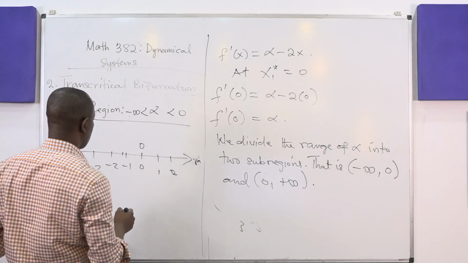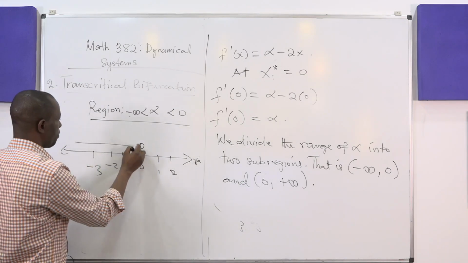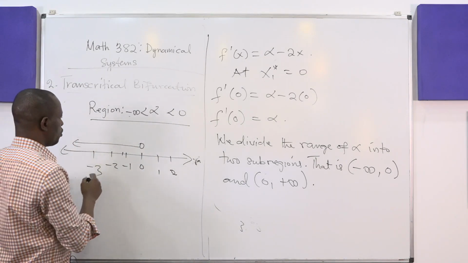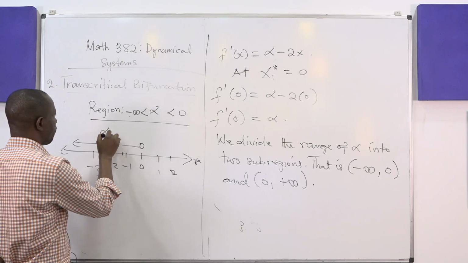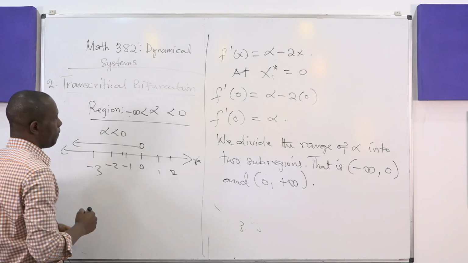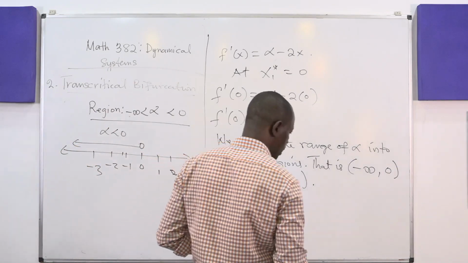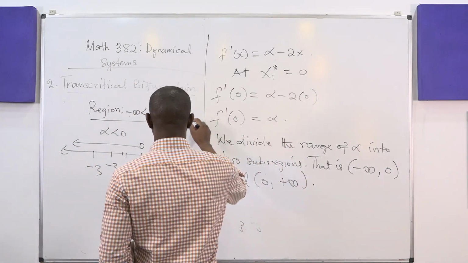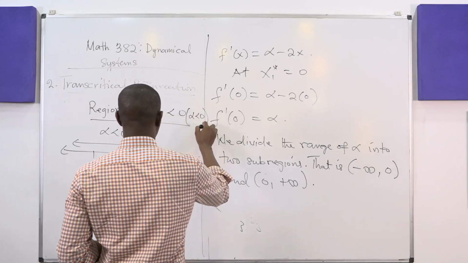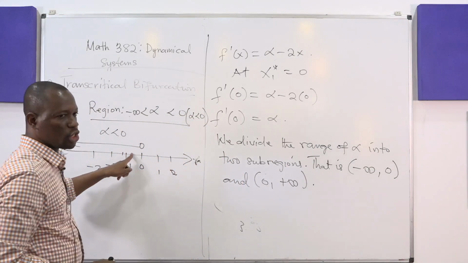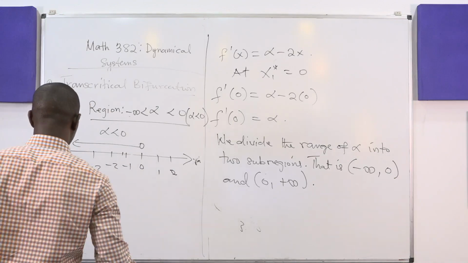It's less. Is that okay? Less than 0. So here, is that okay? So that is alpha less than 0. So when alpha is less than 0, it's the same as this region. We won't shade it because it's not equal to.